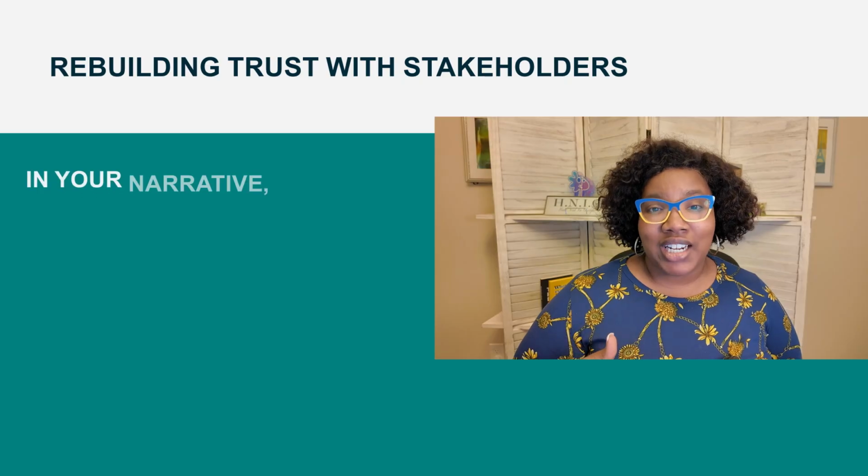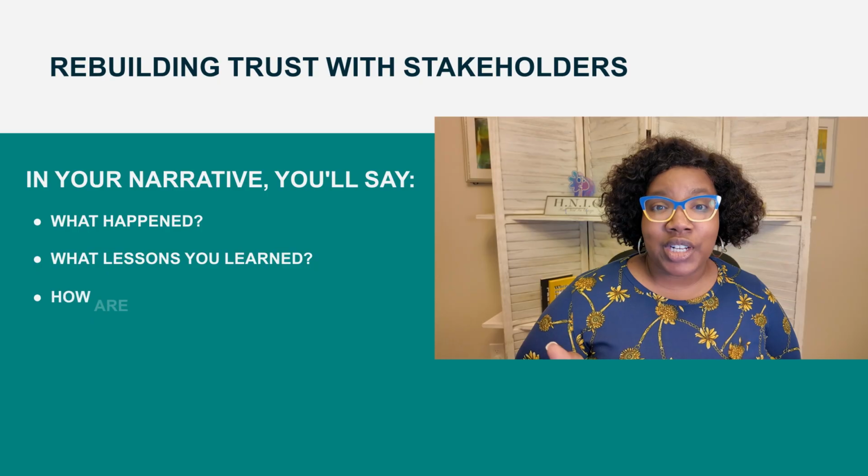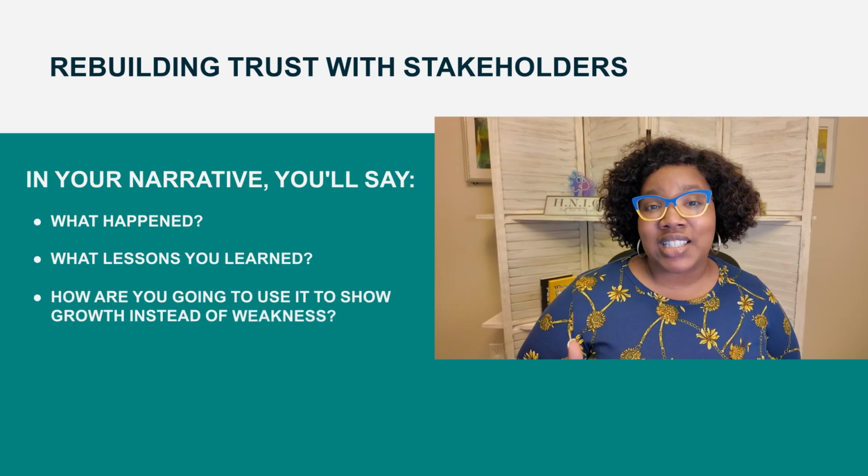Recently, OpenAI did a brilliant job of this when they came out and apologized for creating a version of ChatGPT that was more cheerleader than assistant. So OpenAI came out with this apology and their sales were still going strong as a result of it. And more people were interested in doing business with them because of the transparency, honesty, and restored credibility that they brought to the table. So in your narrative, you're going to say what happened, what lessons you learned, and how you're going to use them to show growth instead of weakness.